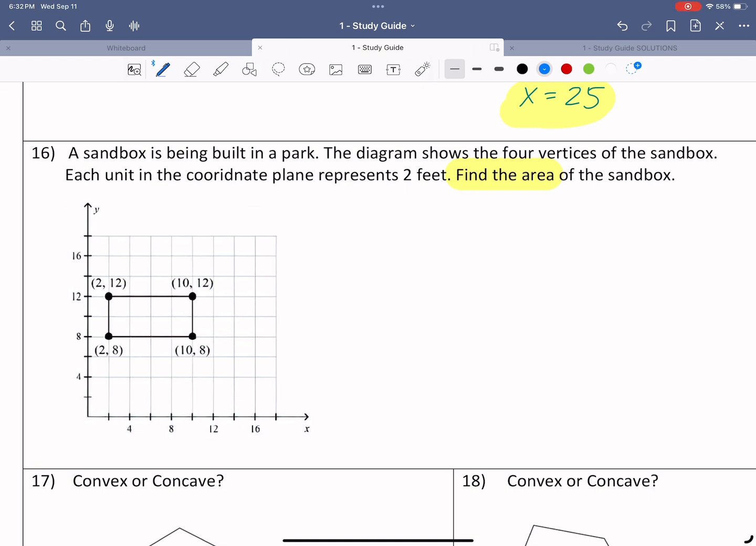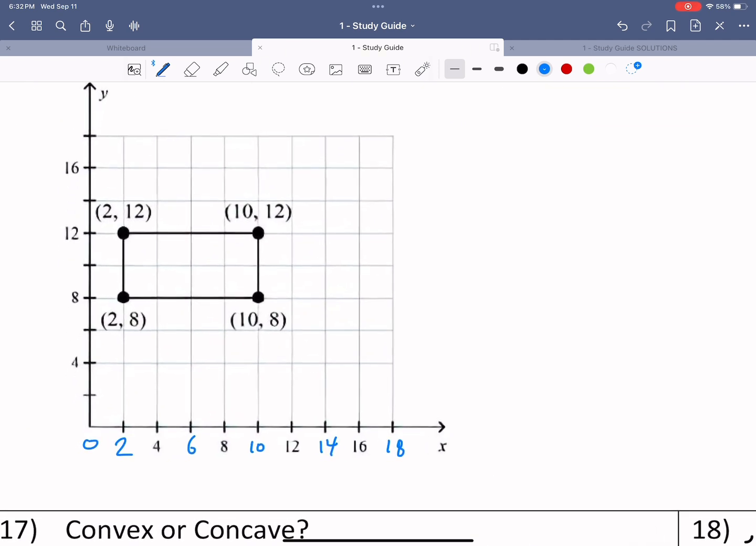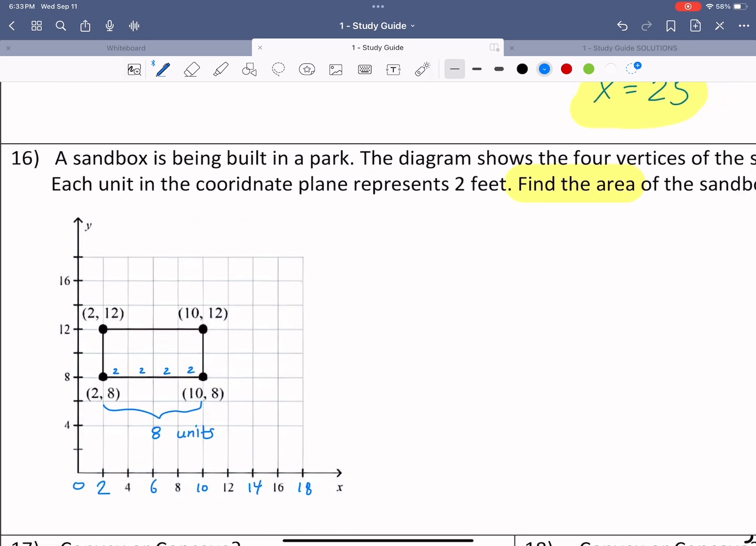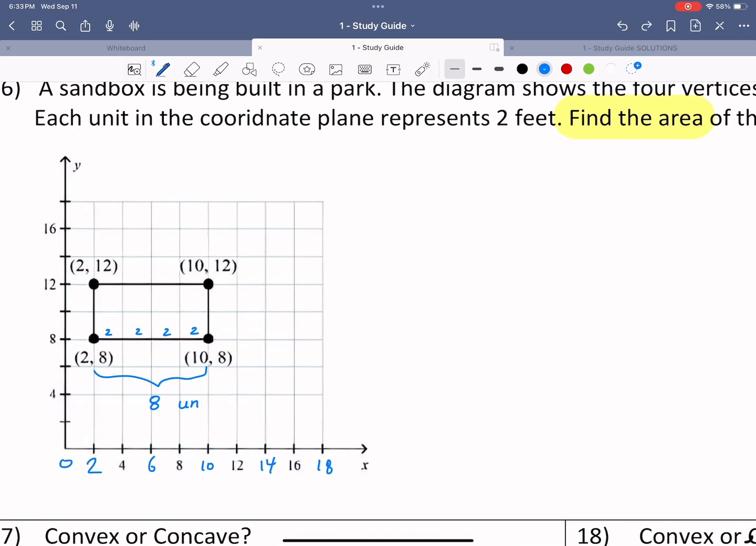The one comment I want to make is read the grid marks, okay? These are written in 2 units. So each of these is written in 2. So this is 2 units, 2, 2, 2 units, for a total of how many units? 8 units. I don't know if they gave us units here. Oh, 2 feet. So I guess we can say 8 feet.